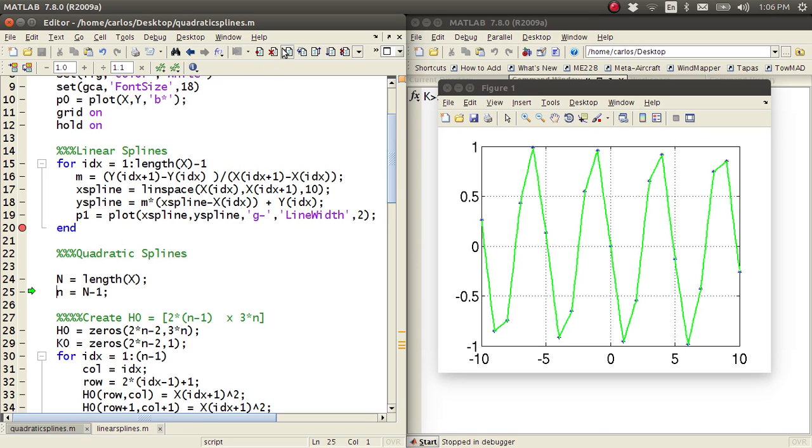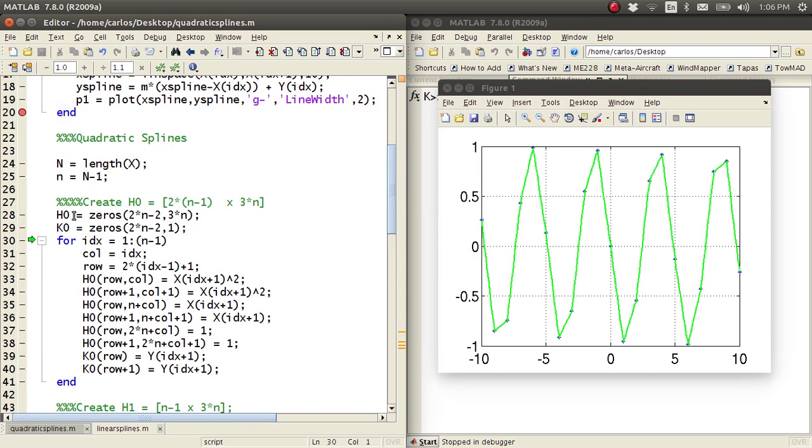Now, the length of n is 21. The number of splines I have is 20, so the number of lines connecting is 20. Then I create this matrix called H0, which is a 38 by 60. The number of columns is 60 because each spline has three coefficients, a, b, and c, and I have 20 splines, so 20 times 3 is 60. I have 60 unknowns that I have to solve for.